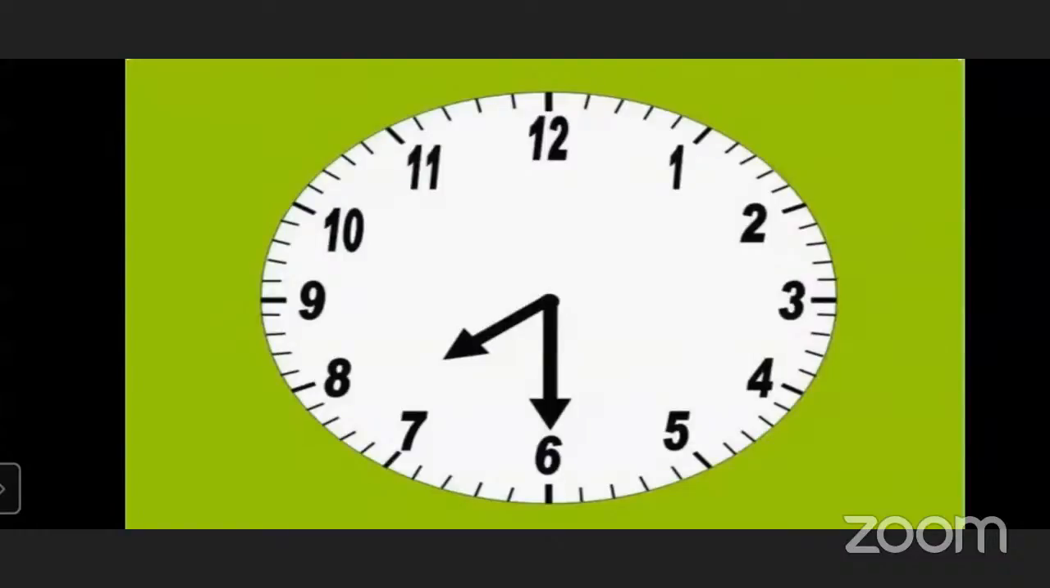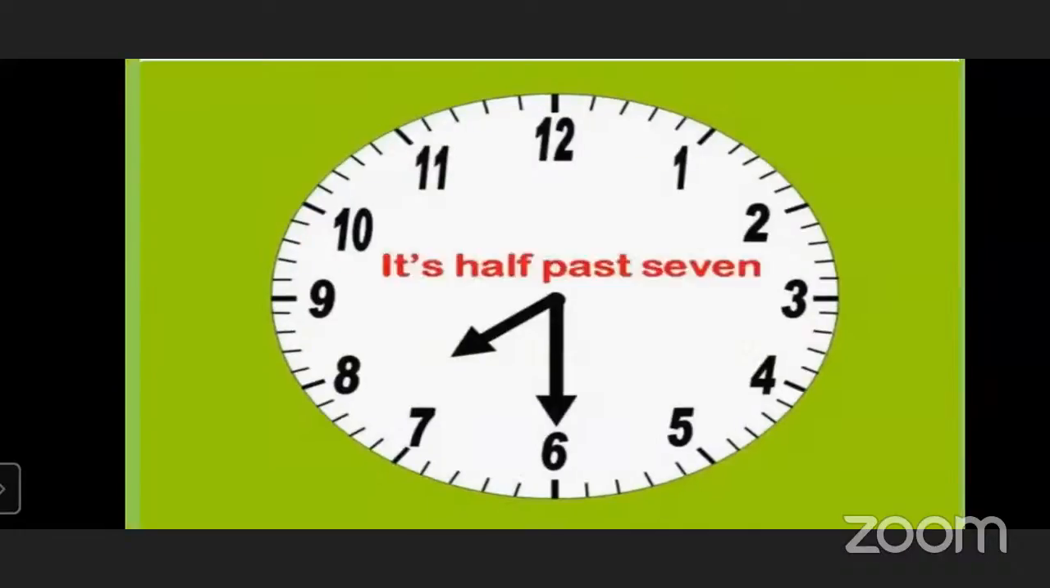The minute hand is on 6, and the hour hand is past 7. It's a half past 7. What time is it? Half past 7, because it is after half time. So that's why half past 7.